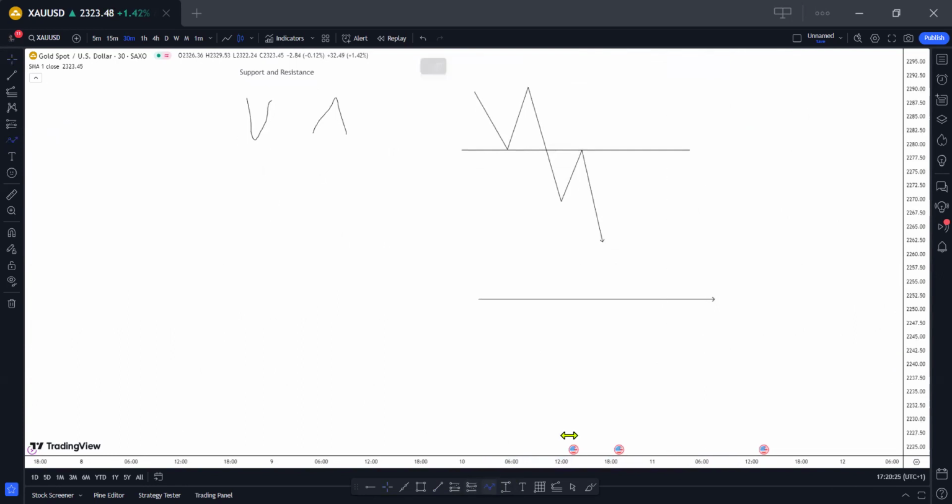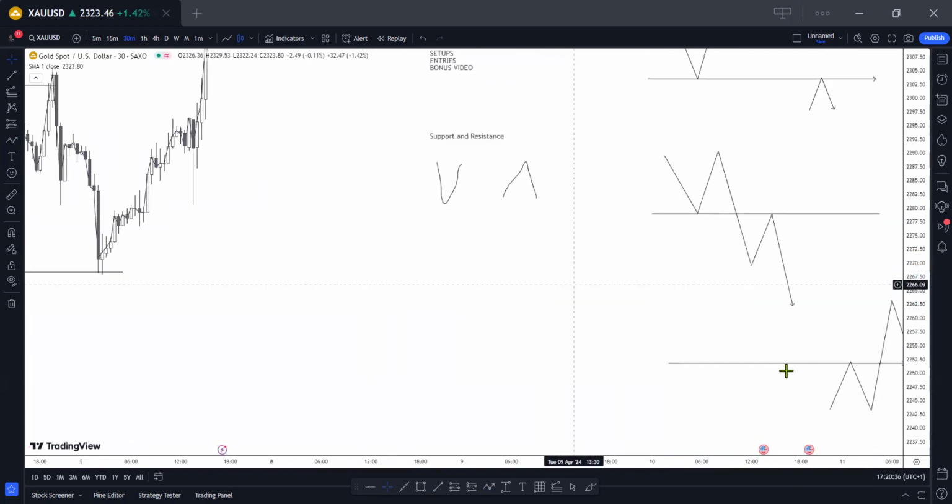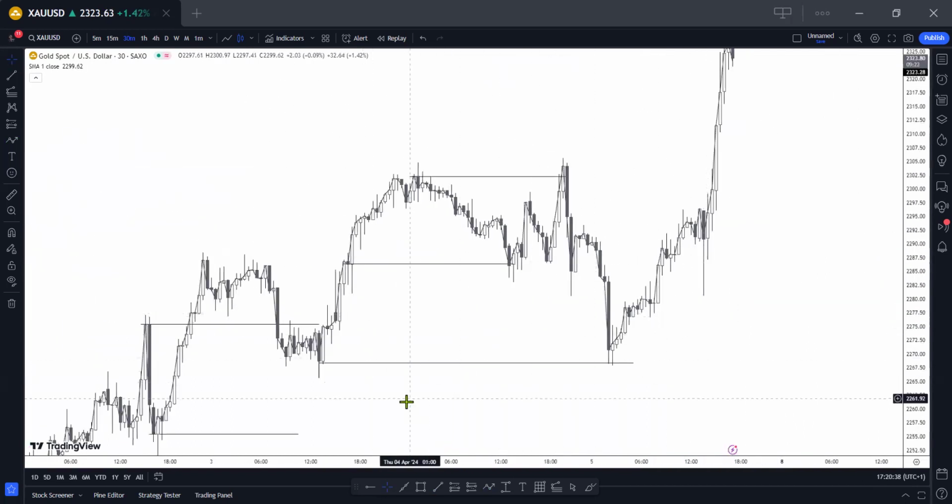So support can become resistance, and you can have examples where resistance also becomes support. You can have something like this: price taps this resistance, drops, then breaks, comes back to your resistance level as support, and then starts to go higher. Let's see some examples on the chart.